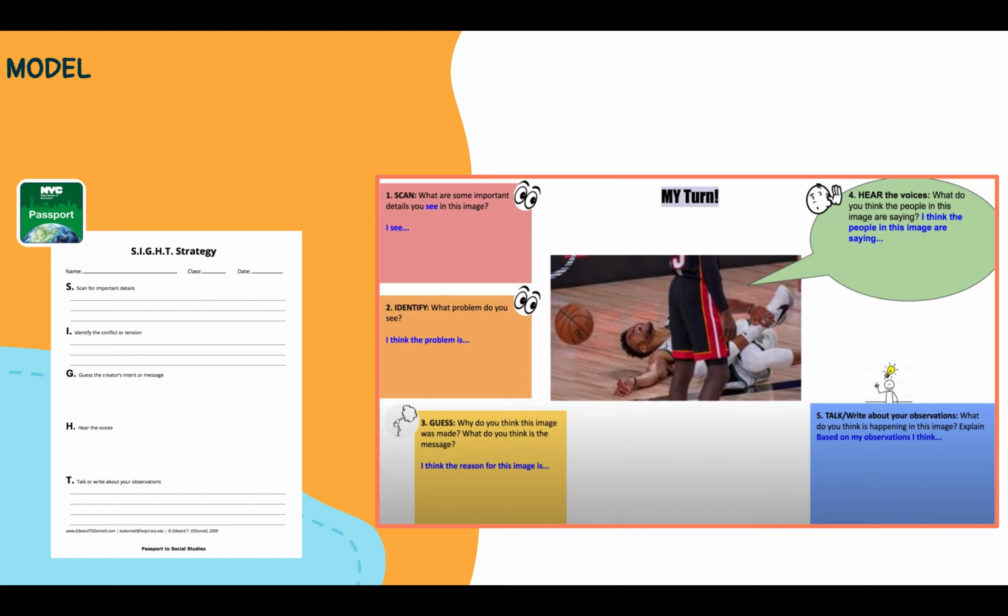If you're using something like Pear Deck, this is a great way to make this task more interactive. You can add the drawing element to the slide, and the students can circle parts of an image, highlight, and write their responses in the boxes. So it just makes it way more interactive and engaging for the students.